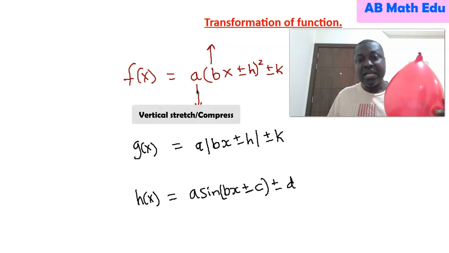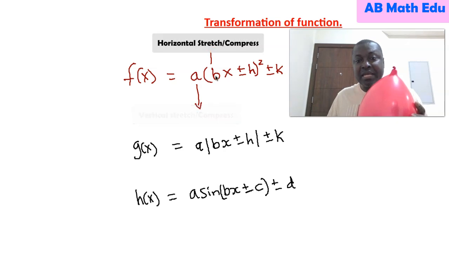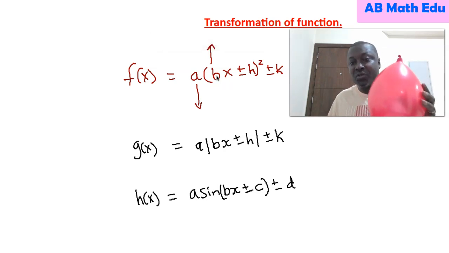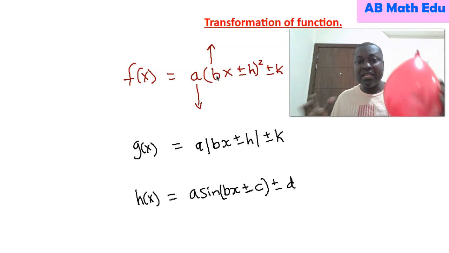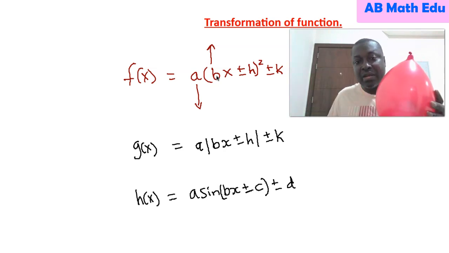The A outside here is called the vertical stretch or compress. The number inside the parenthesis or the bracket is called the horizontal stretch or compress. And this is where a lot of people have trouble, especially when you're saying it's compressing, then it has to be that and that. So we are going to use this to get all that sorted out today.